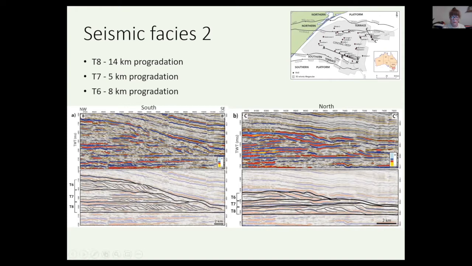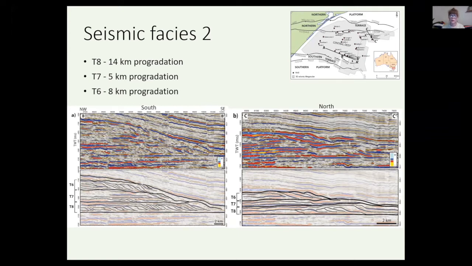You can see the progrades display quite an accretionary character. They transition from roughly a quarter to a third of the total package size all the way up to the whole package size. The T8 displays the most progradation, on average 14 kilometers. The T7 displays the less well-developed progradation, and in addition, it had the least coal, so that may be reflecting some instability in the system and perhaps more flooding events.